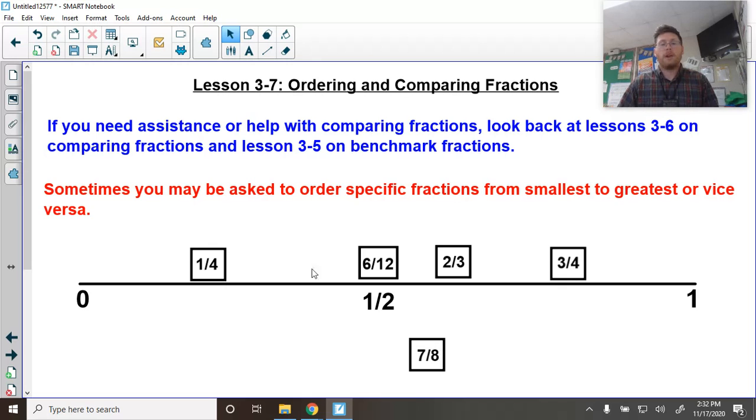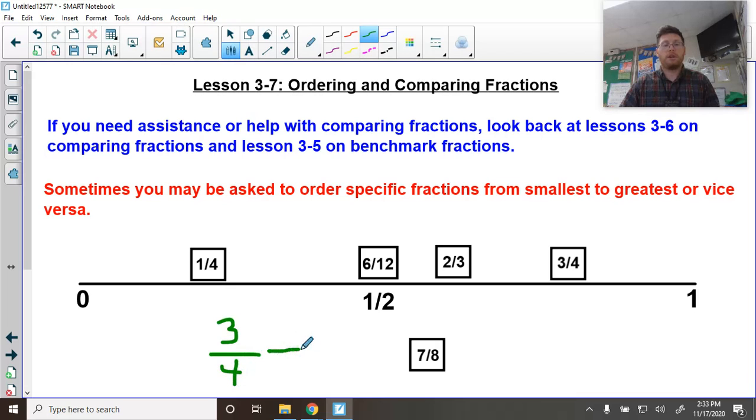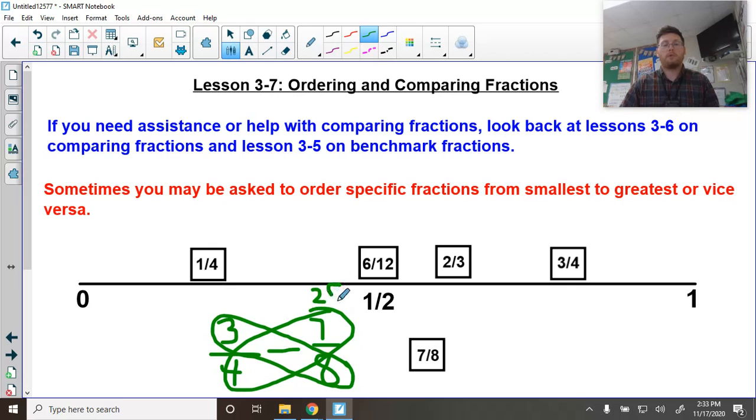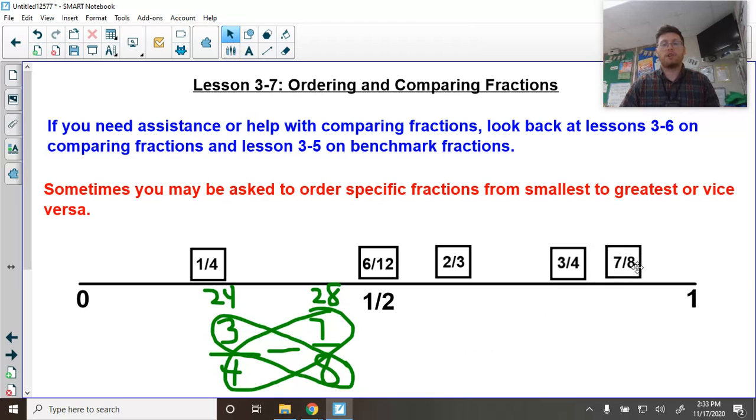So here's what I can do. I could take my pencil, let's go with green. I'm going to take 3/4, and I'm going to use the butterfly method that I learned yesterday. So I have 3/4 and 7/8. So again, I'm going to cross multiply. 4 times 7 is 28. 3 times 8 is 24. So I know that 28 is larger than 24, so that means 7/8 is larger than 3/4. So I can put him right there.